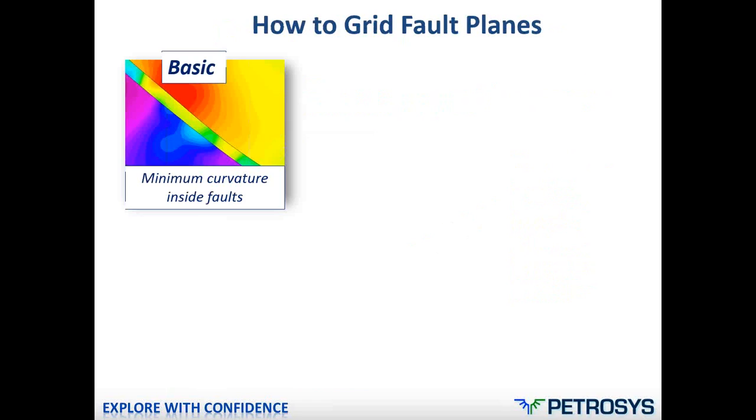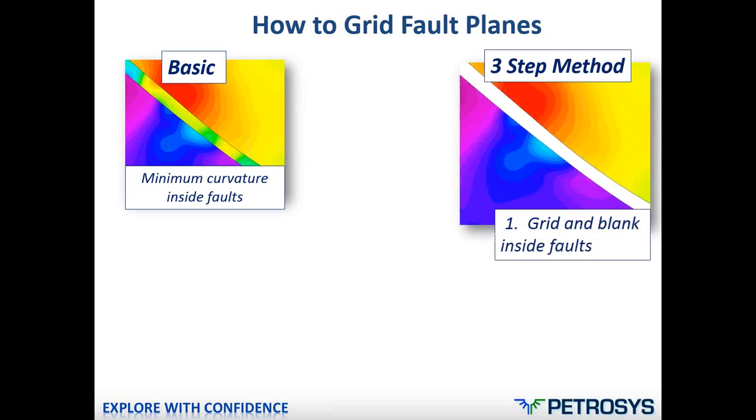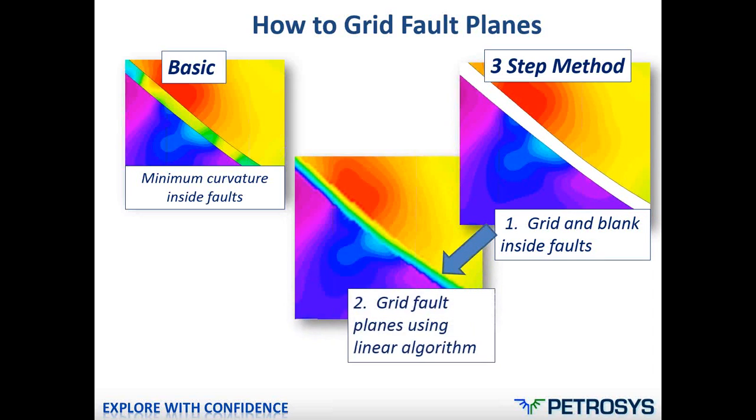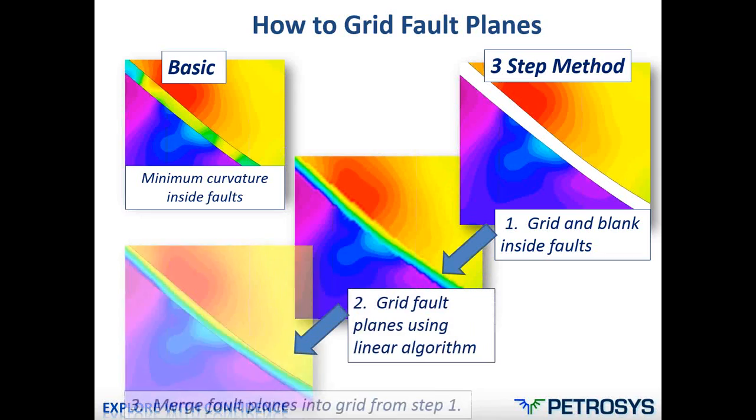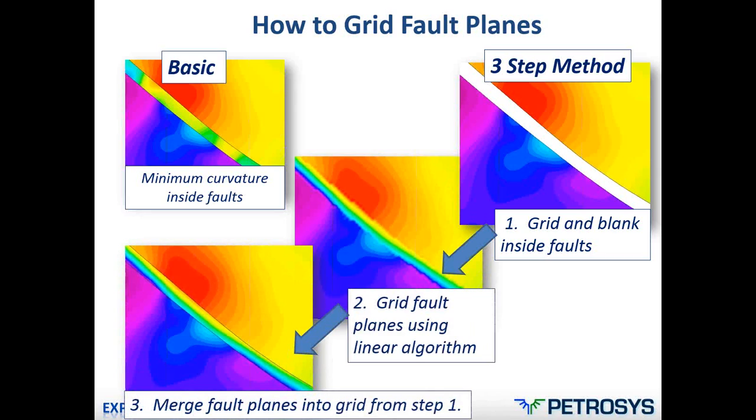So just to compare those two methods, the basic method uses one algorithm for the entire area of interest. Usually this is minimum curvature, which is the default algorithm used for gridding in Petrosys. And it works with some data sets. However, sometimes you may find that it produces completely unrealistic results, like the one that I used over here to show you. In this situation, we can use the three-step method. And in this method, first, we grid and blank inside the faults. Then we grid fault planes using linear algorithm, and then we merge those two.